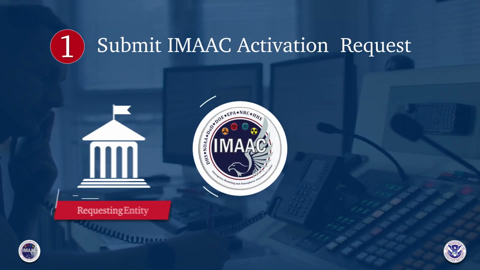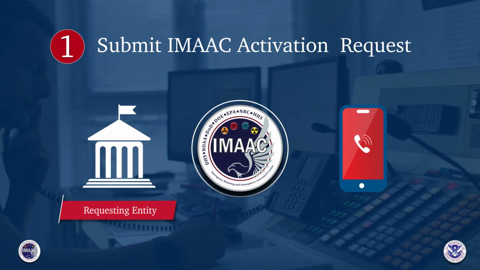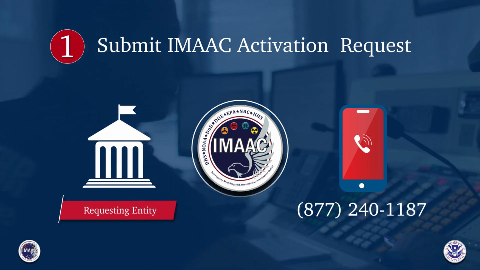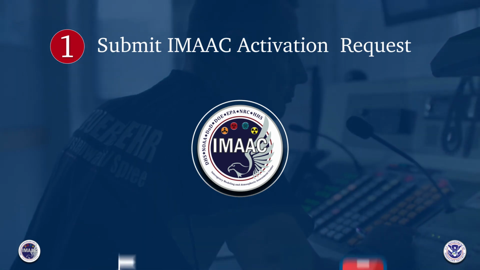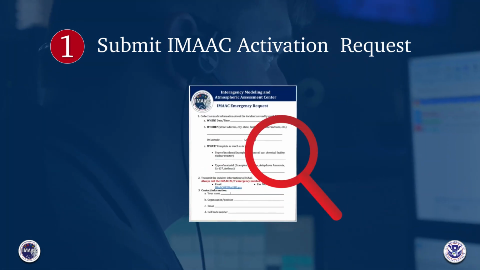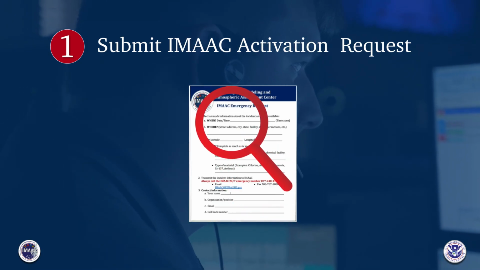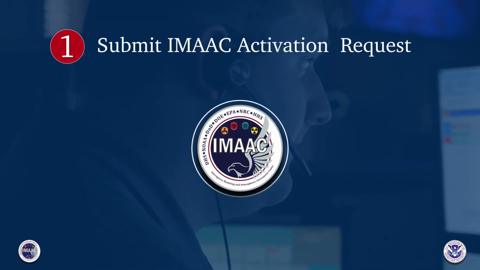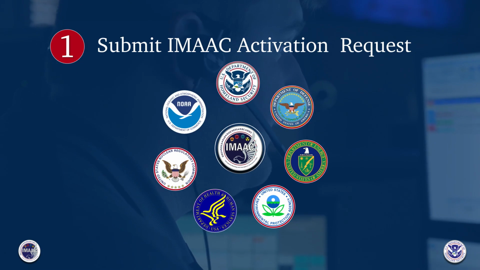First, the requesting entity requests the activation of IMAAC by calling 877-240-1187. After an initial review confirms that the request to activate is within the scope of IMAAC, the IMAAC Technical Operations Hub notifies all IMAAC member agencies of IMAAC's activation.